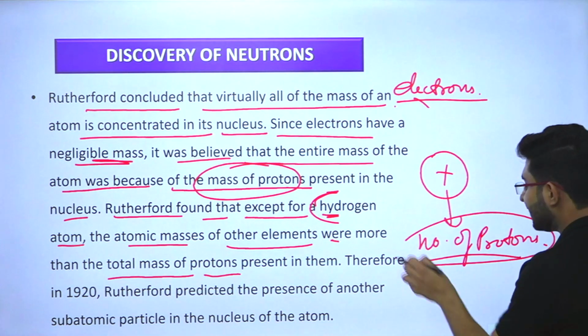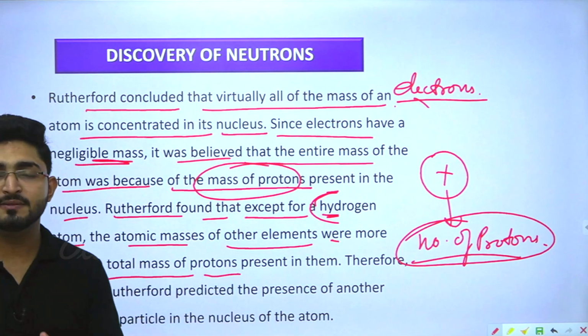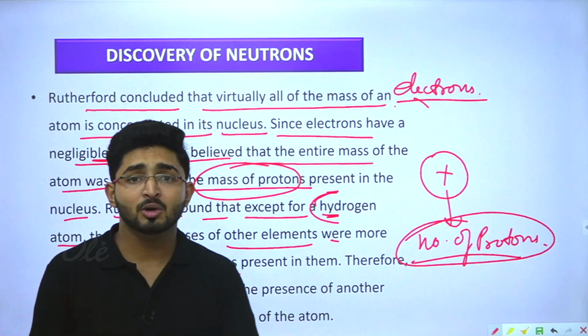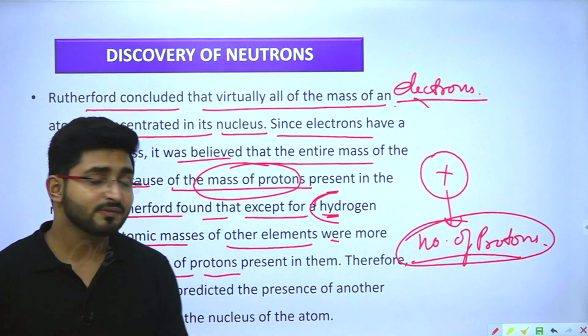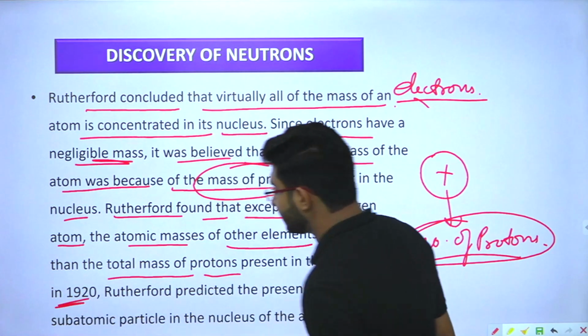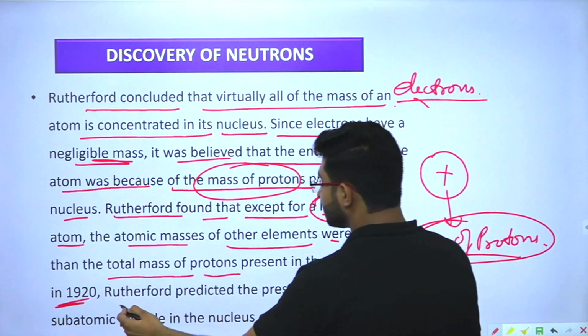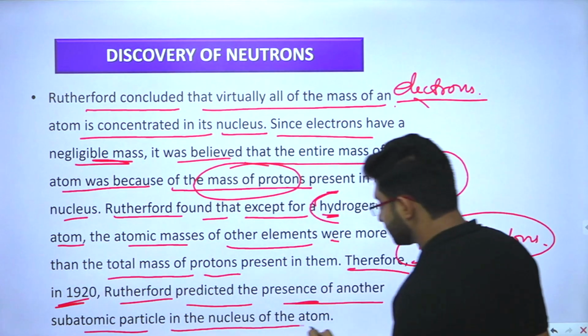But other than hydrogen, what did he find? In the other elements, he found that the mass is not equal to the total mass of the number of protons. Therefore, in 1920, Rutherford predicted the presence of another subatomic particle in the nucleus of the atom.